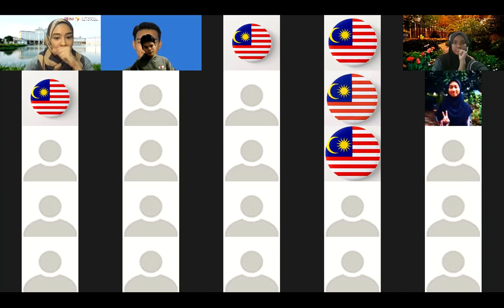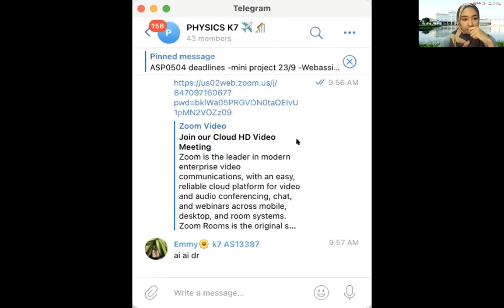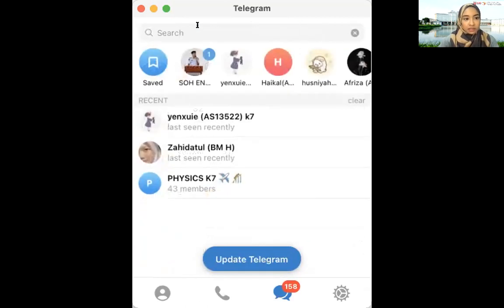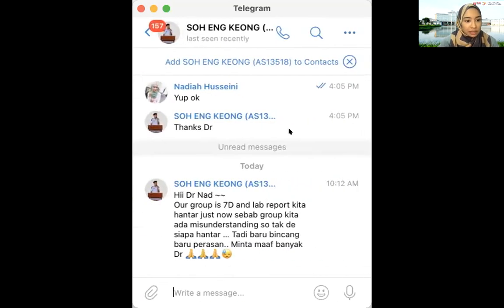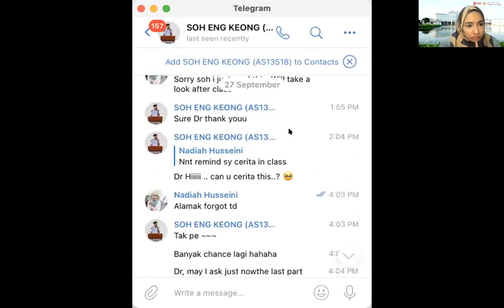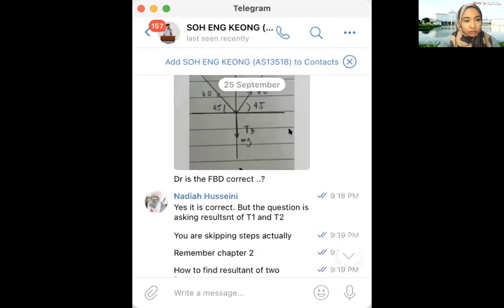Share, I share Telegram. Kita share. Okay, kita solve tak ada privacy kejap. So solve punya soalan. Mana panjang pula kita punya conversation.